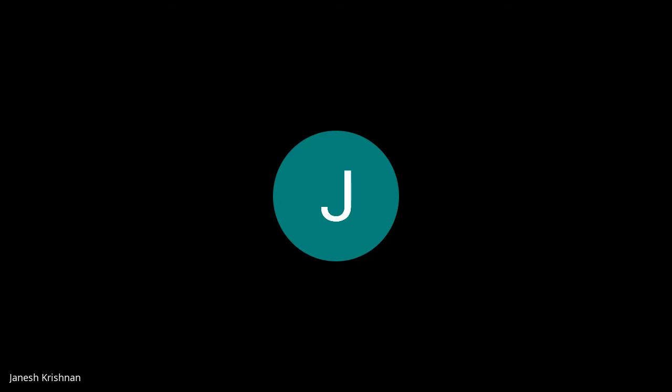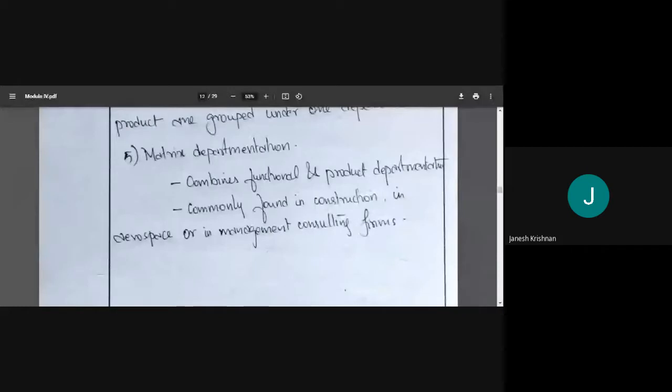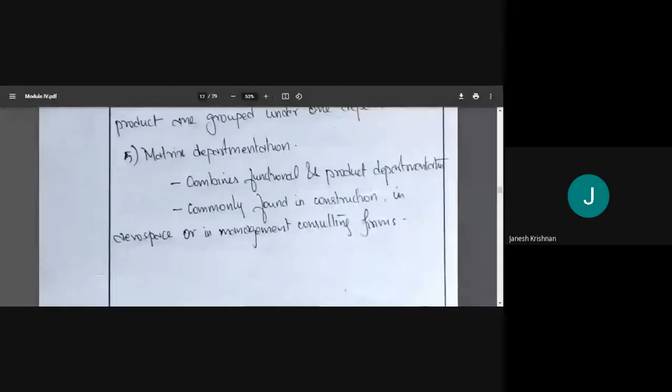Based on the product, when the product is done, I am estimating the cost for building the stage. The estimation product will change. That is matrix departmentation.